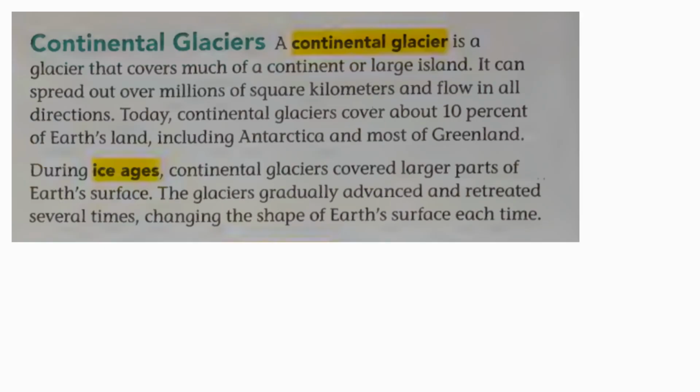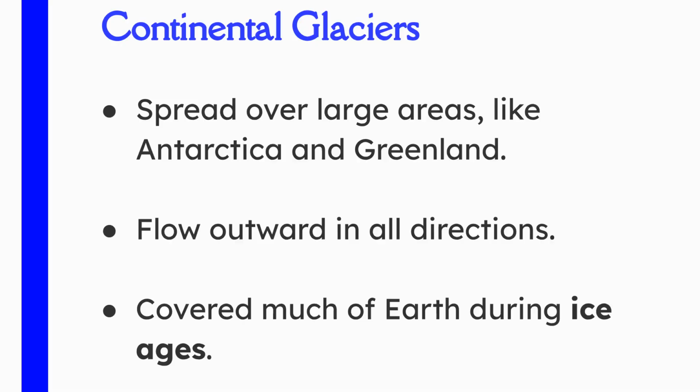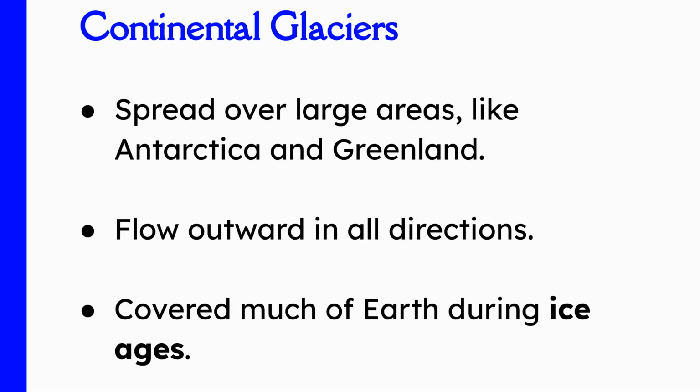During ice ages, continental glaciers covered larger parts of Earth's surface. The glaciers gradually advanced and retreated several times, changing the shape of Earth's surface each time. Continental glaciers spread over large land areas like Antarctica and Greenland, flowing outward in all directions. They covered much of Earth during past ice ages.